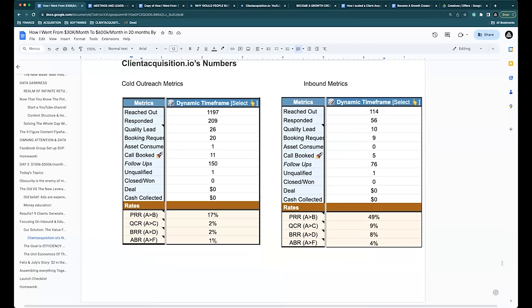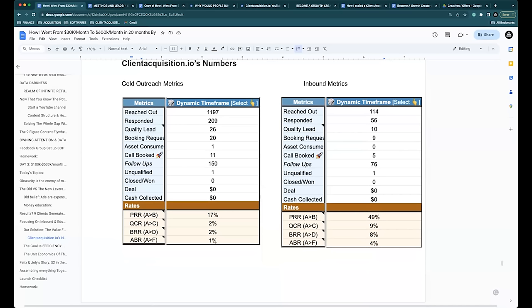Here they booked 8 calls. Here they booked 17 calls. But here they had to reach out to 1,400 people, 1,400 people, when here they only had to reach out to 125, which can literally be done in a day. This cannot be done in a day, okay?